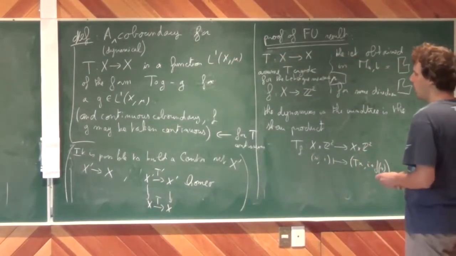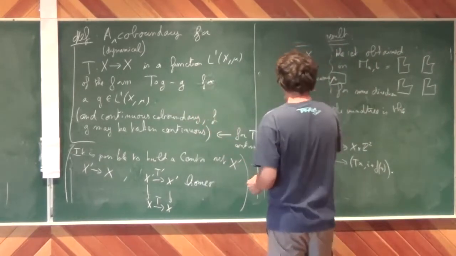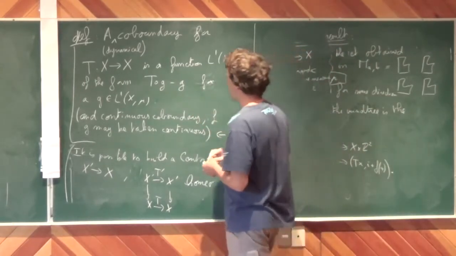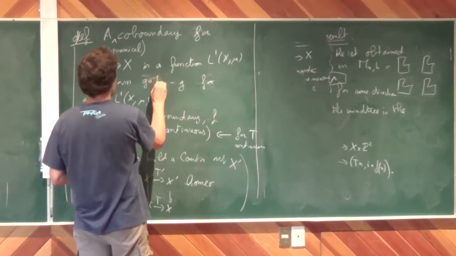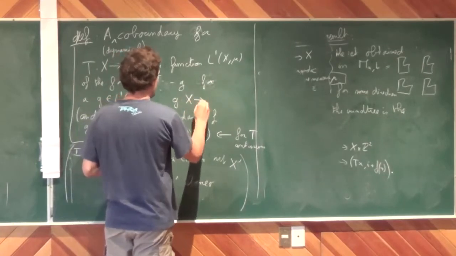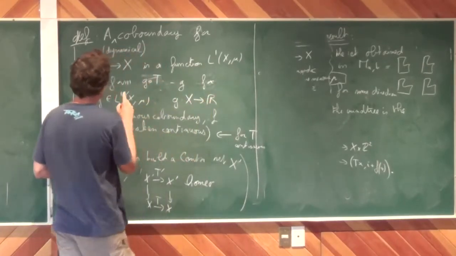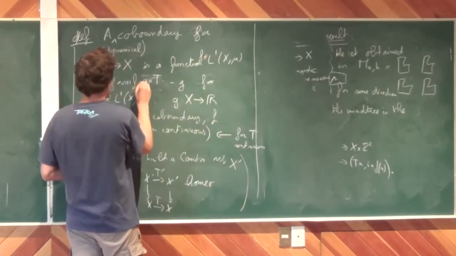So, why is it called a coboundary? You have this equation, but it does not tell you too much. Oh, there is a problem in the composition. Sorry, g goes from X to R. So this is a function, f was a function. The function f is a coboundary if you can write it that way.